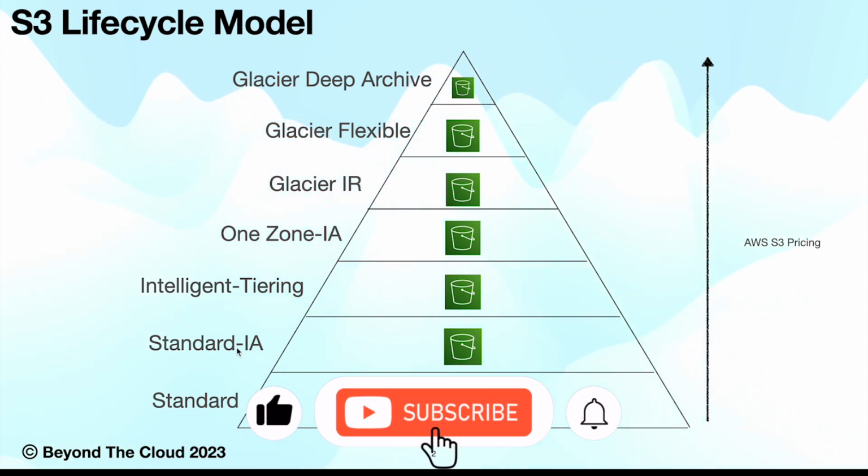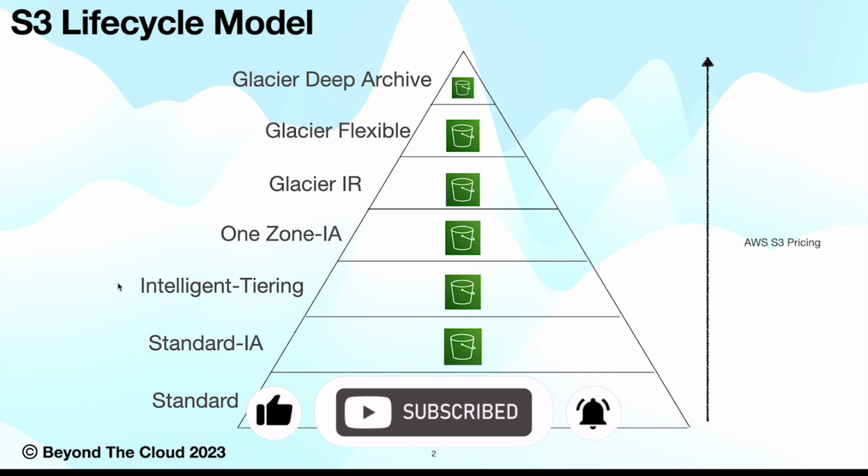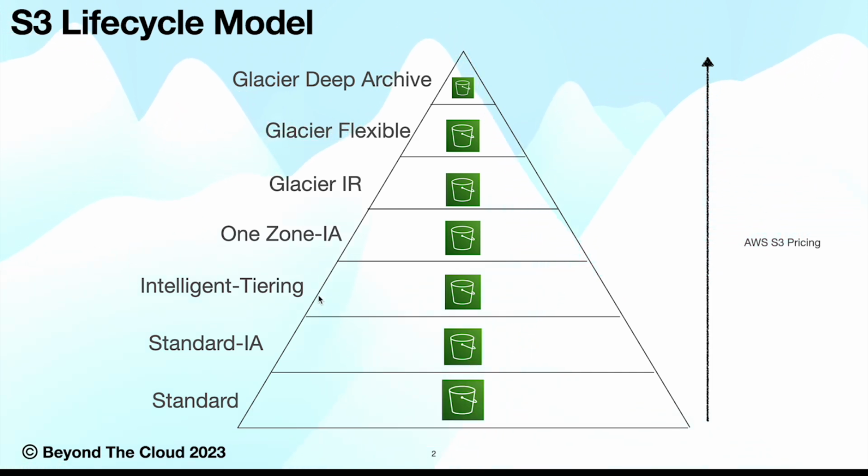Suppose you don't want to do that as well, then we have intelligent tiering. So intelligent tiering is for long-lived data with changing or unknown access patterns. So you don't know if you are accessing the data after 30 days, maybe 60 days. So it's always better to use intelligent tiering.